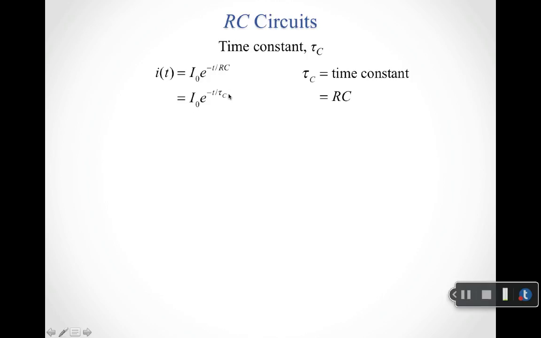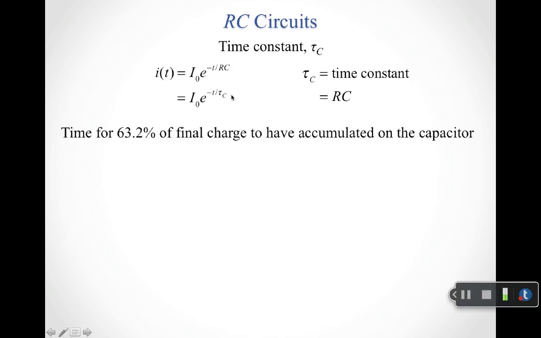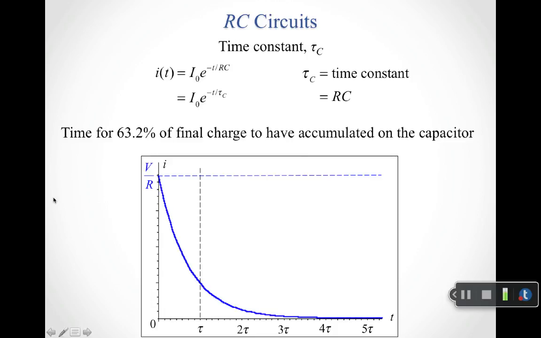And so I can rewrite this expression if I want to in terms of I naught times e to the minus t over tau. So what is it that that time constant's trying to tell me? Well, basically it's the time for 63.2% of the final charge to have accumulated on the capacitor. So you close the switch at t equals 0, and after one time constant, 63.2% of the final charge is now sitting on the capacitor.